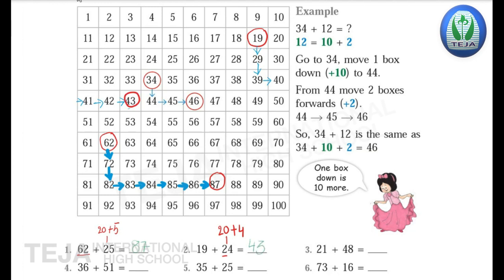Okay. Shall we do the third one? Here, the third one. The numbers in the third question are 21 plus 48. Here, 21. So circle the first number, children. Where is the first number? 21. Here it's 21. So circle 21.